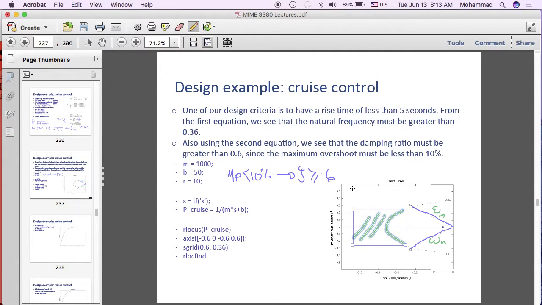Now I told you if you do root locus in MATLAB, so let me switch screen here. If you use the complete version of MATLAB, you would see that you can actually click on the root locus, and as you move around, you can see the values. So let me see if I can get this to work.